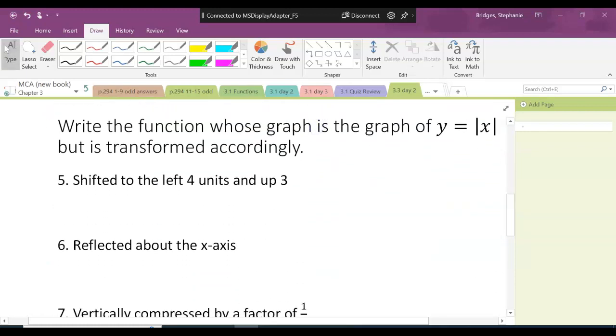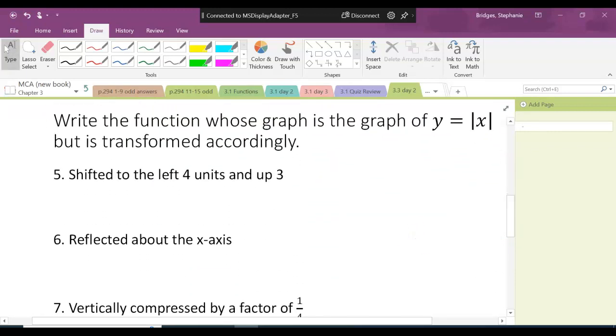So here's what we're doing next. I am going to give you a function, a parent function, one of your original graphs. Okay, in this case, it's the absolute value of x. What we're going to do is write the new equation with the shifts or the transformations that are described here. Okay, so take a minute and write that first part down. We'll do a couple of them together and I'll let you try some.